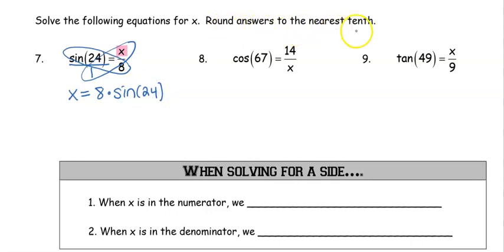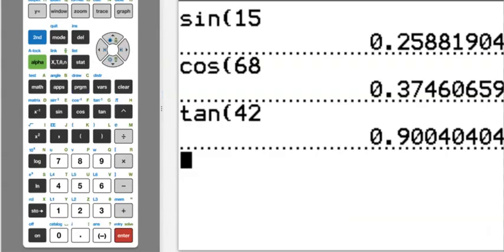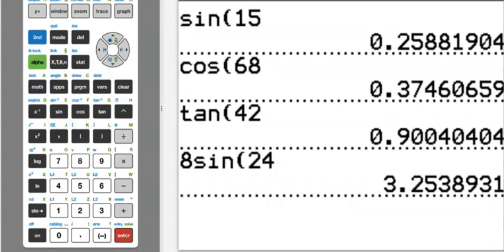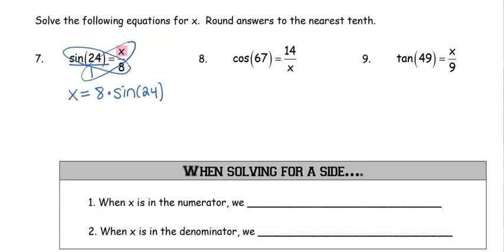Our directions say to round to the nearest tenth. So I'm going to take that and enter that into my calculator. 8 times the sine of 24. I hit enter, and if I'm rounding to the nearest tenth, that is 3.25. The 5 means that the 2 is going to round up to 3. So I get x is about 3.3.